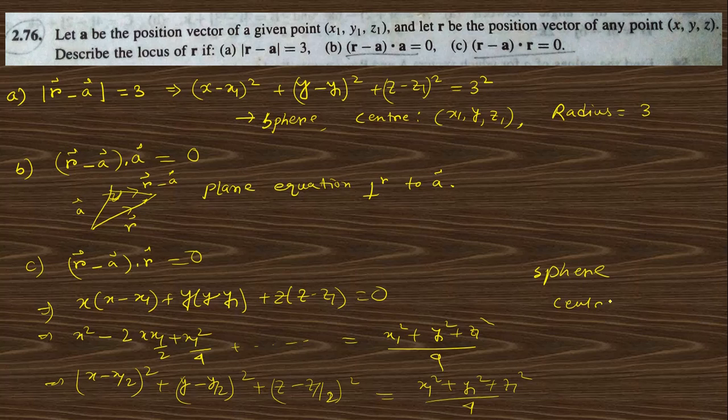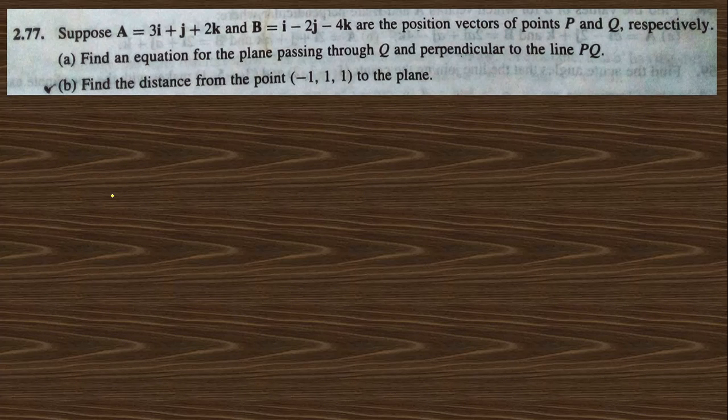Center is at x1 by 2, y1 by 2, z1 by 2, and the radius is root under x1 square plus y1 square plus z1 square, which is nothing but a by 4 root is 2, which is a by 2. Okay, clear? Next question 2.77.